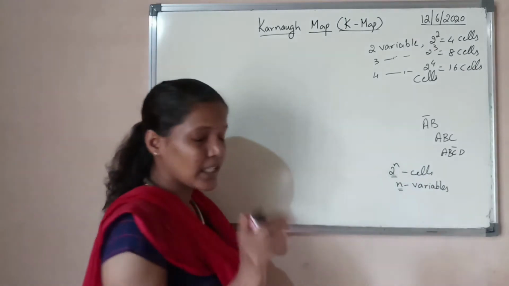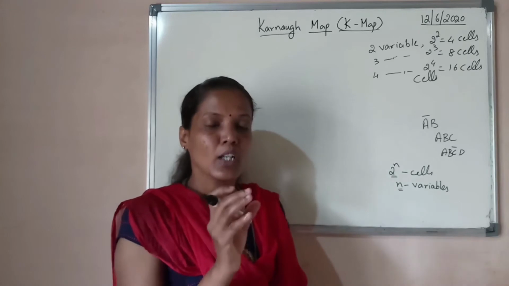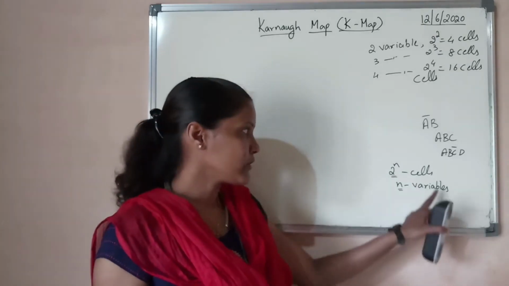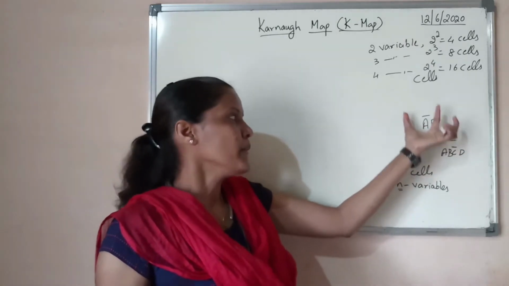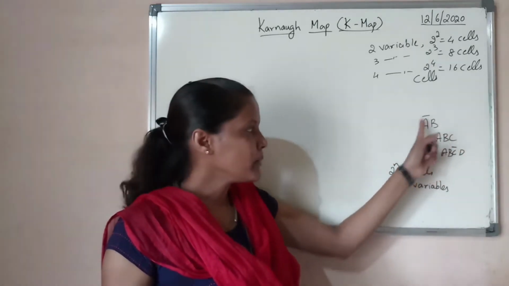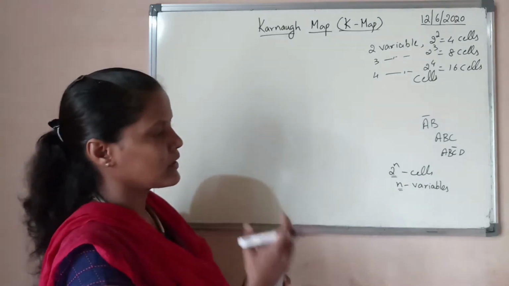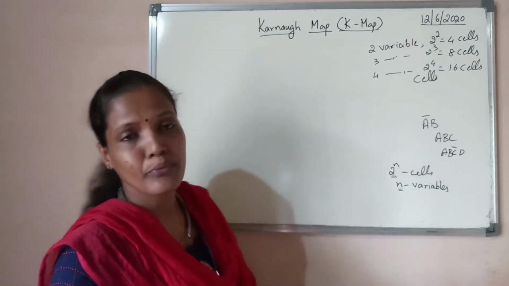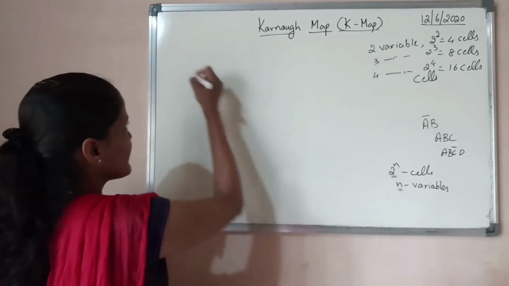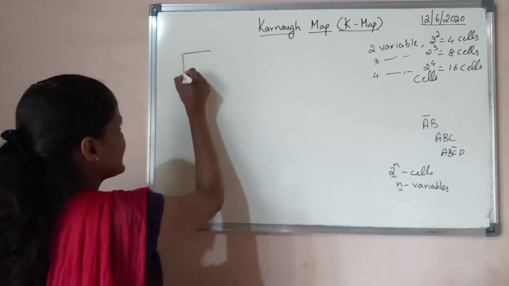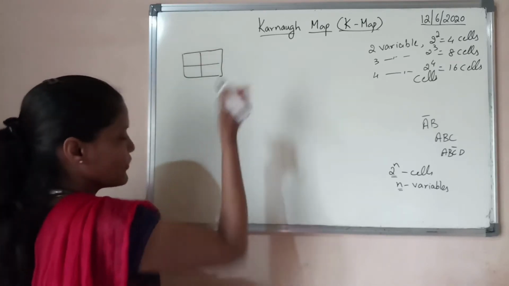So each cell in the Karnaugh map or the K-map will be having a particular combination of variables in the product form. Each cell will be having an address, or a product form, in this particular manner. Now let us try to draw the number of cells for different numbers of variables. If I am having only two variables, I will be having 4 cells. The 4 cell structure will be like this. I'll be having 4 cells.